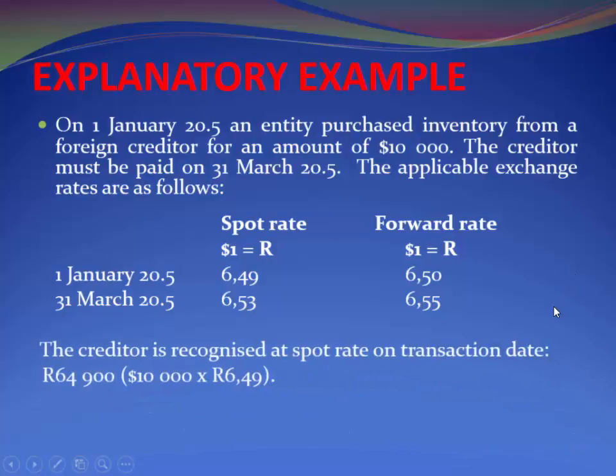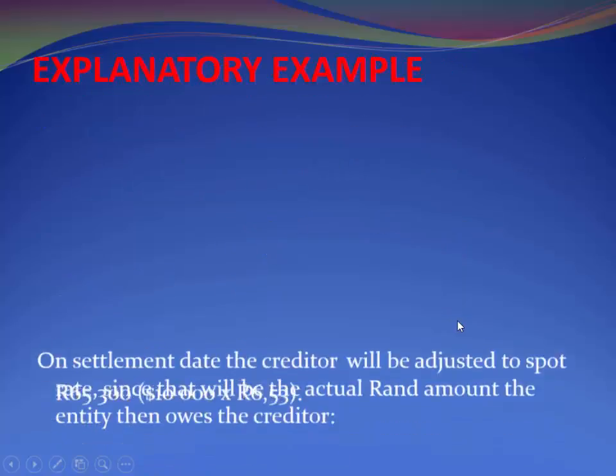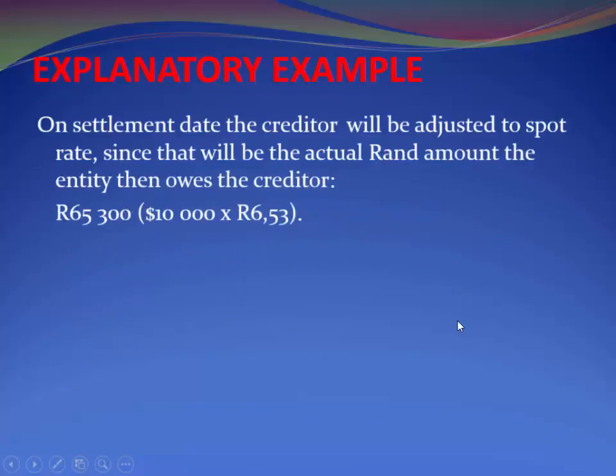The creditor is recognized at spot rate on the transaction date at 64,900 rands. And remember, your journal will then be debit the purchase of the inventories with 64,900 and credit the creditor with the 64,900. So we now owe the creditor a monetary item, the amount of money. On the settlement date, the creditor will be adjusted to the spot rate, since that will be the actual rand amount the entity owes the creditor, and that will be the amount which would be paid.